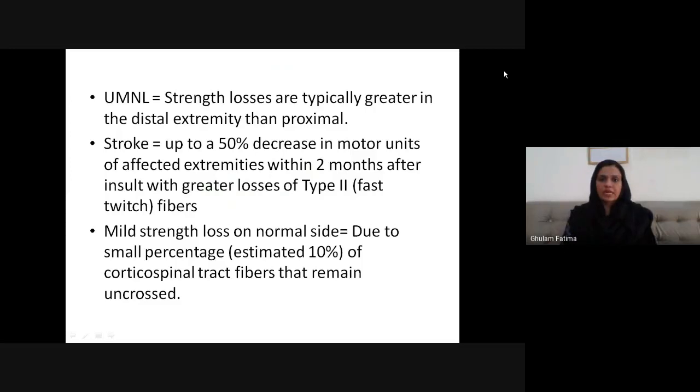So if there is a loss of motor units, it means the muscle is unable to produce sufficient strength. The fact is that there is greater loss of type 2 fibers, which are fast twitch fibers. That means the patient will not be able to perform fast movements. Although he can perform a particular activity, it will be at a lower pace. Fast motions are not possible. In stroke patients, you should always remember that you will find mild strength loss on the normal side too. This is due to a small percentage, almost 10%, of the fibers of the corticospinal tract that remain uncrossed. Due to these fibers, there will be mild strength loss even on the normal side.